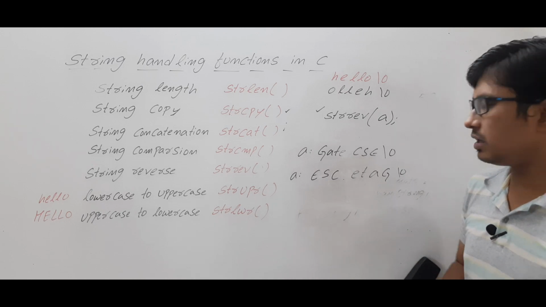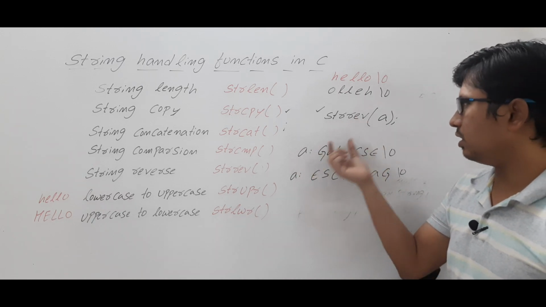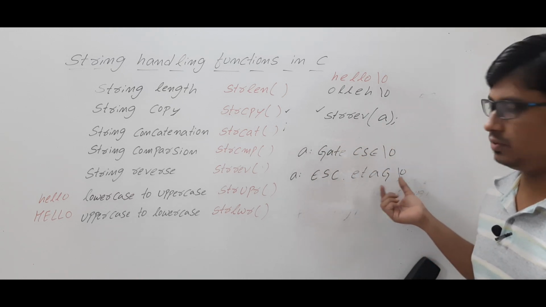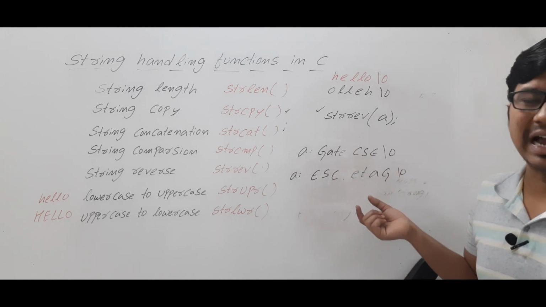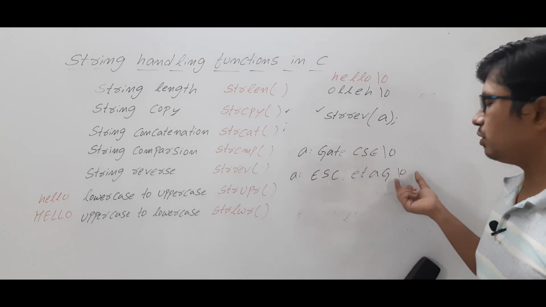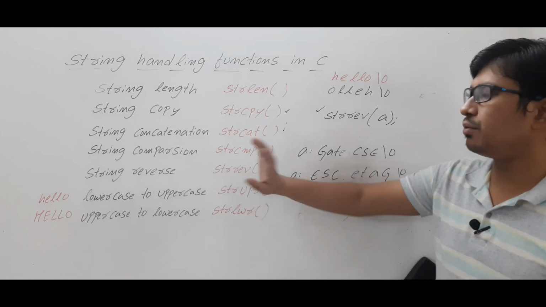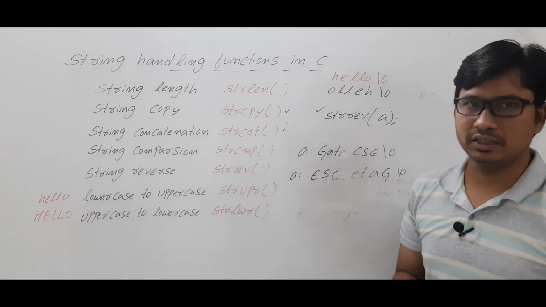So this is the reverse of a, and this is the use of the function called strrev. It reverses the string and ends with a \0, because the purpose of \0 is to recognize the end of the string. I hope you have understood what string reverse is and how to use this strrev function.